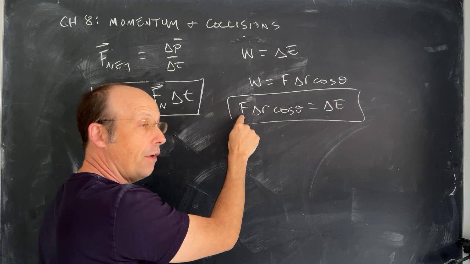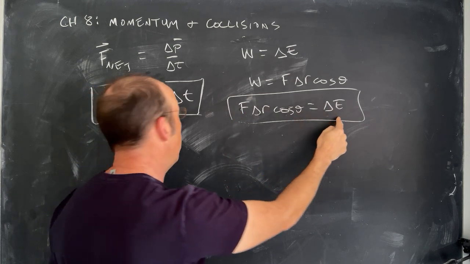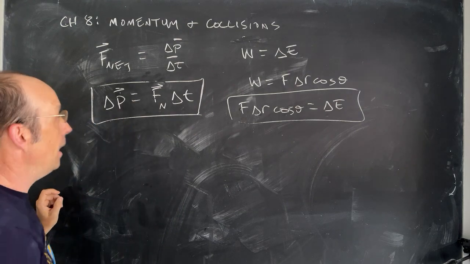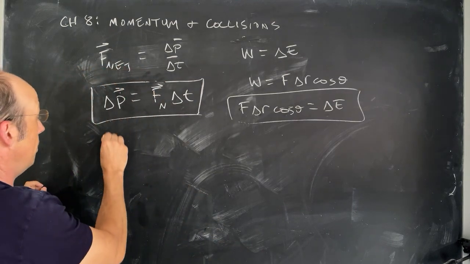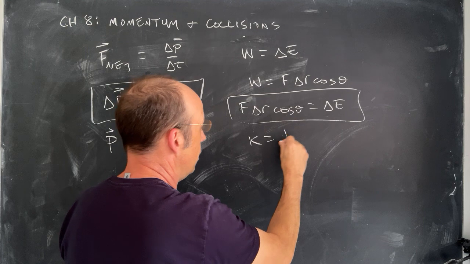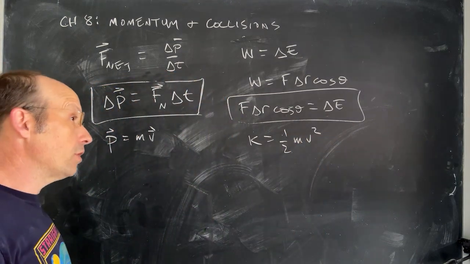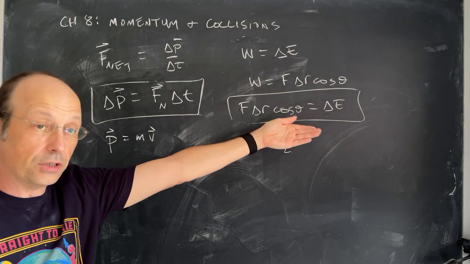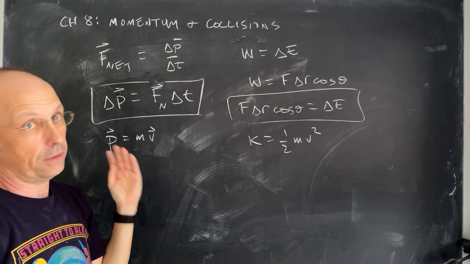But this is where, if we think about a force applied over a distance, we get a change in energy. A force applied over some time interval gives us a change in momentum. And yes, momentum and kinetic energy both depend on mass and velocity. So p is mv, and kinetic energy is 1/2 mv squared. They both describe mass, velocity, forces, but this one deals with change of position, this one deals with time. This one's a scalar, that one's a vector.